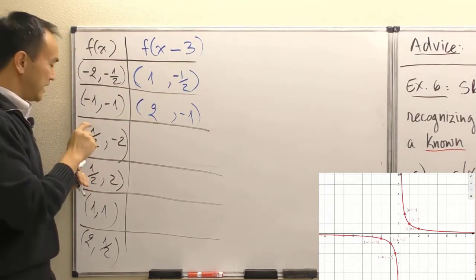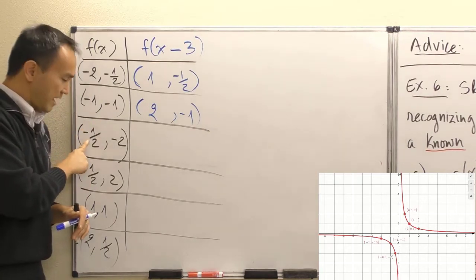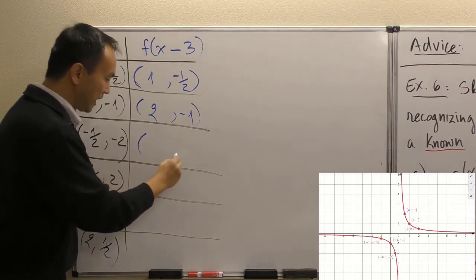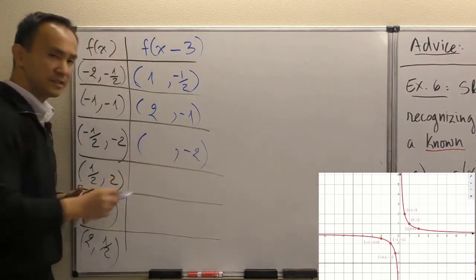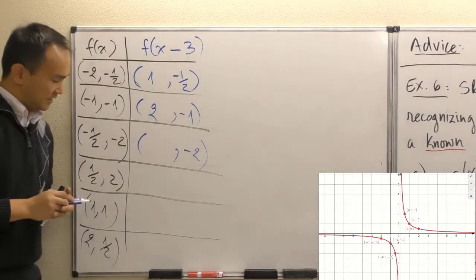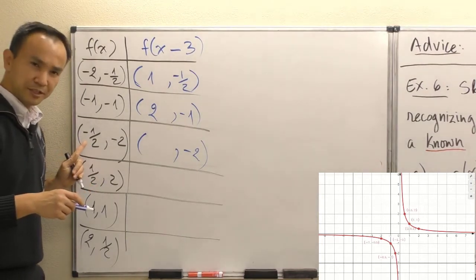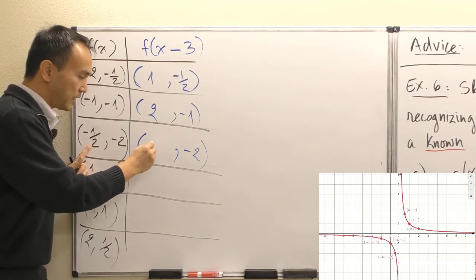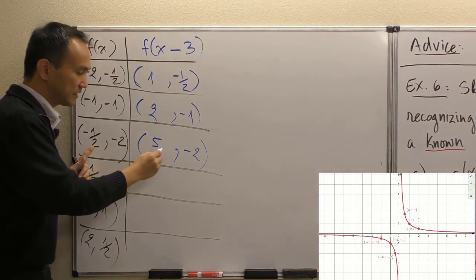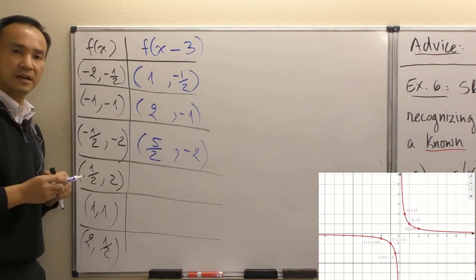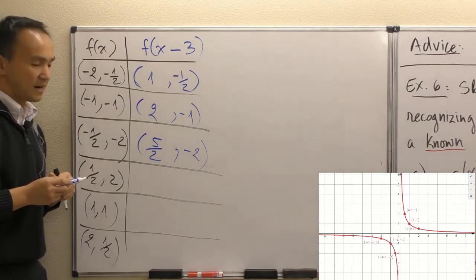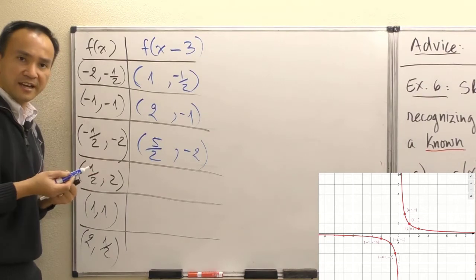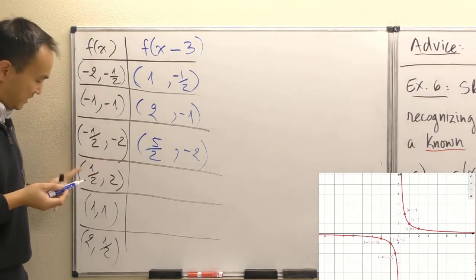Okay, and then this point right here, negative 1/2 comma negative 2, the y value negative 2 stays the same. Okay, and then negative 1/2 plus 3 is going to be a positive 5/2. All right, positive 5/2. So you can always double check with your own understanding in adding and subtracting fractions. Okay, and then let's advance on.